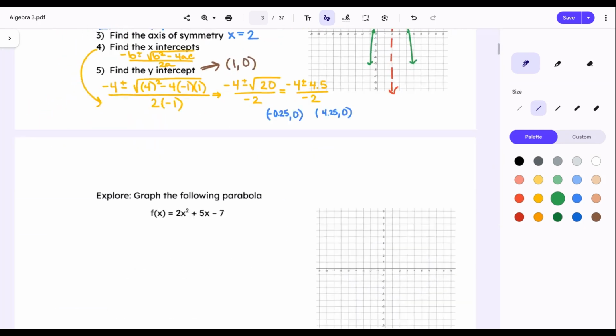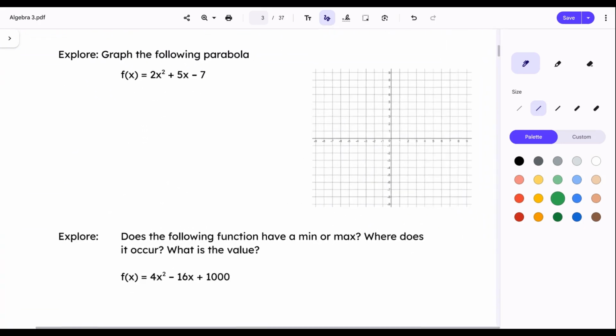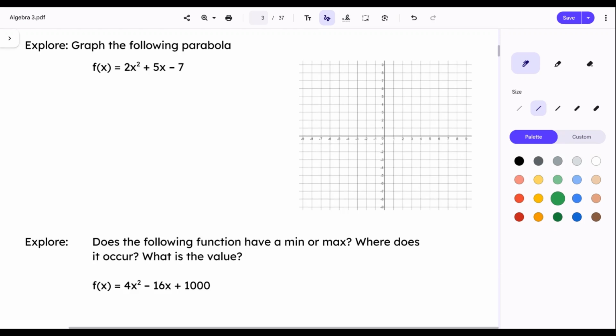All right, so let's do another one together. Let's do the whole thing. Let's just talk about what this is going to look like. Okay, so what's your A value? 2. So A is 2. So is this going to open up or open down? Good, it's going to open up.